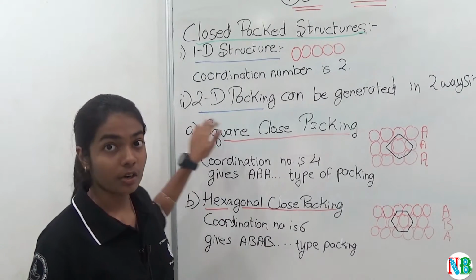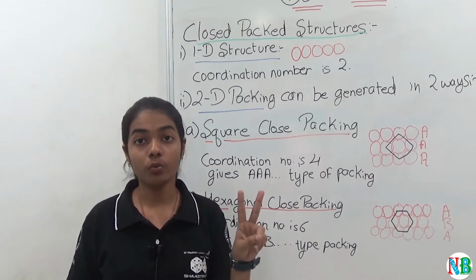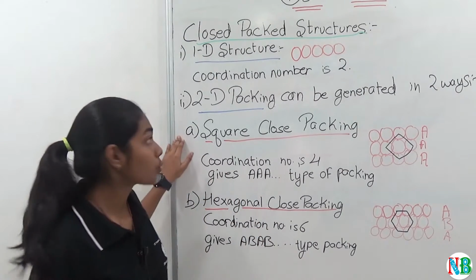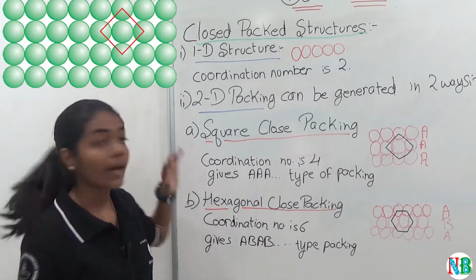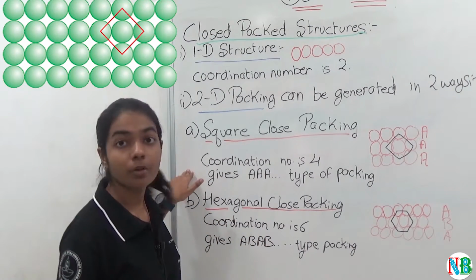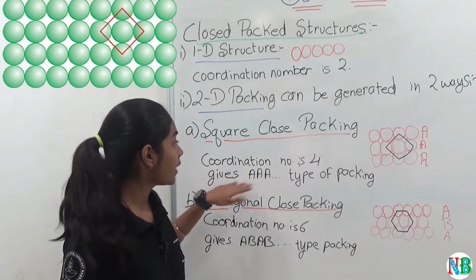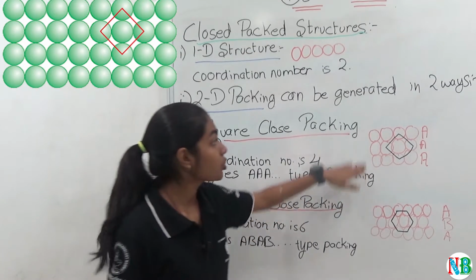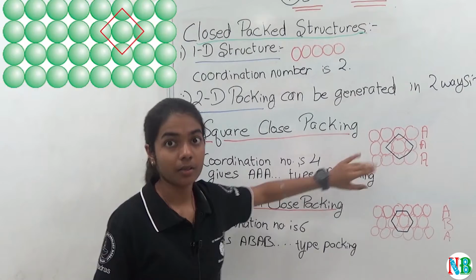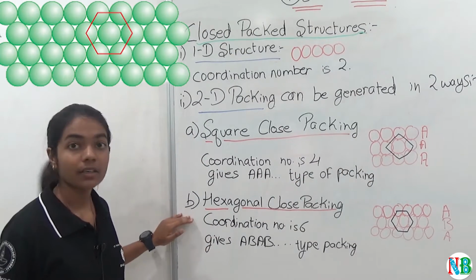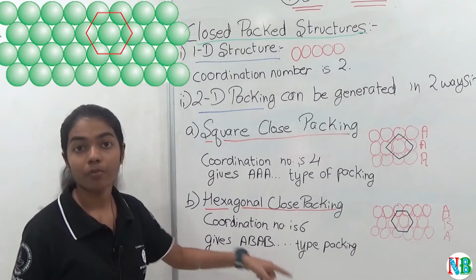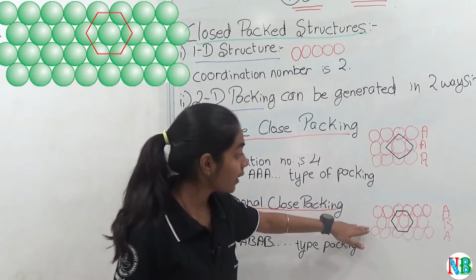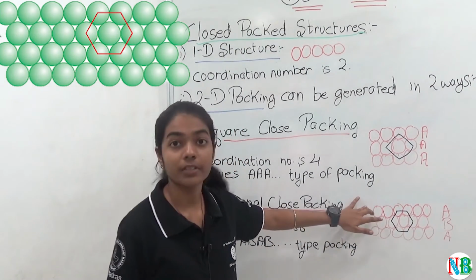Second, 2D structure. 2D packing can be done in 2 ways. First, square close packing, and second, hexagonal close packing. Square close packing has a coordination number of 4 and it gives AA type of packing, in which all the layers have the same arrangement. Hexagonal close packing gives the coordination number of 6 and gives AB type of packing, in which the second layer is present in the void of the first layer.